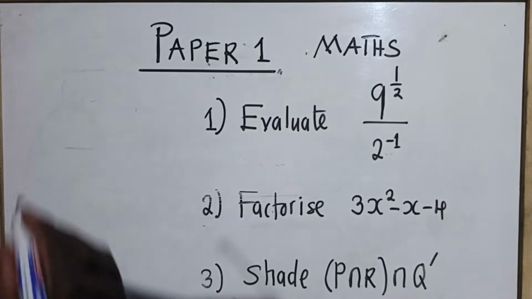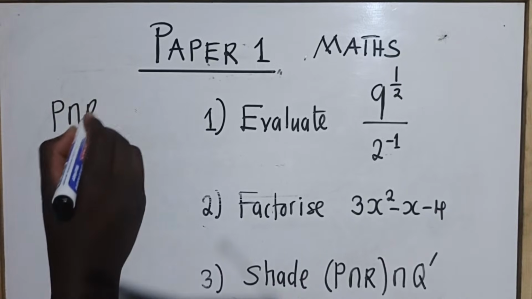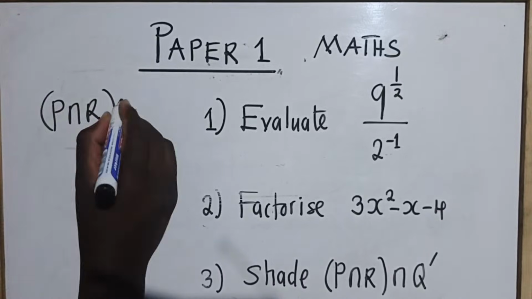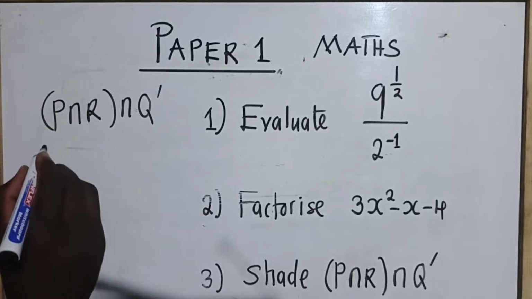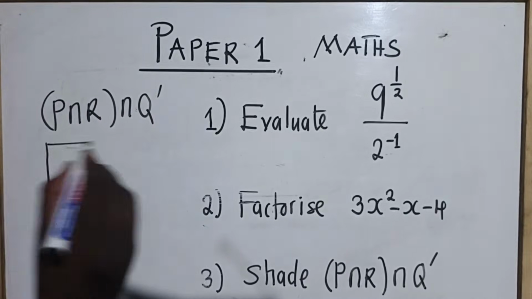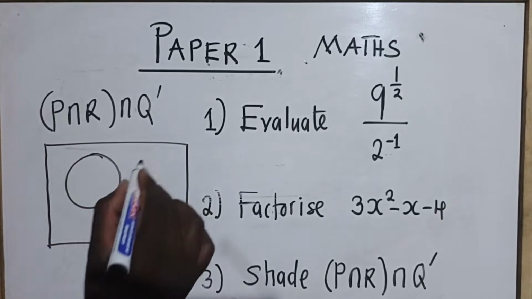So we are now shading P intersect R intersect Q complement. So there will be sets like this. Okay? They'll give you sets like this.